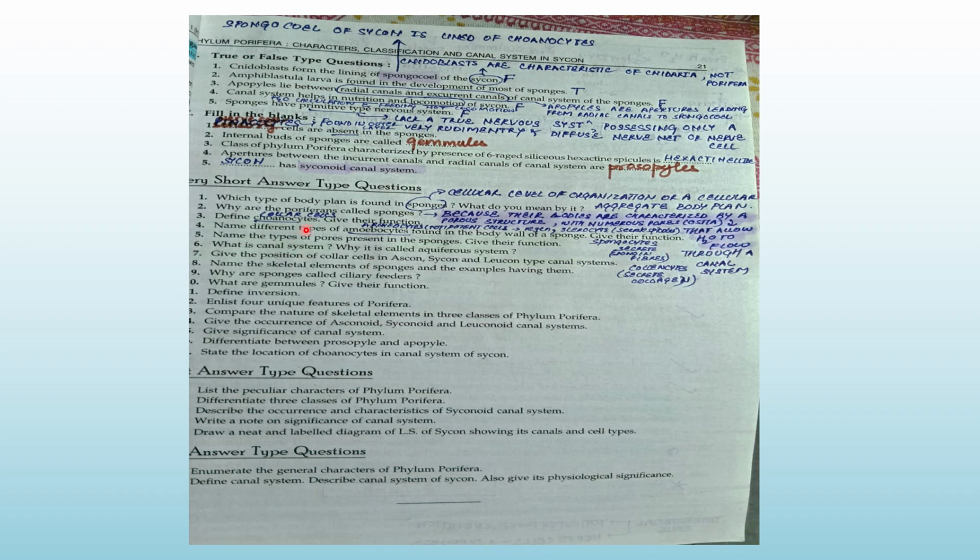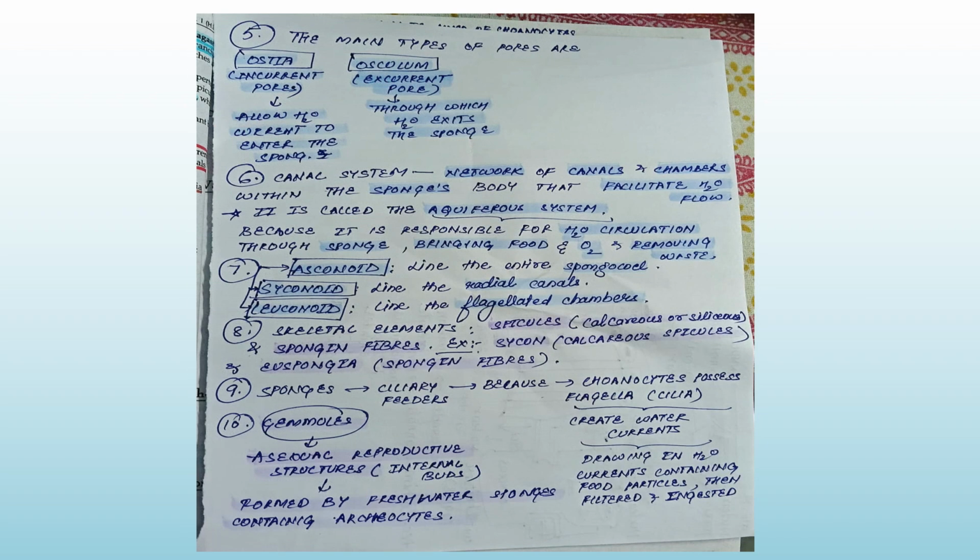Now define the choanocytes. Define it yourself. They are also called collar cells. Name the different types of amoebocytes found in the body wall of Spongia. Main types of pores are ostia and osculum. Ostia are incurrent pores, osculum is the excurrent pore. Ostia allow water to enter, osculum allows water to exit.